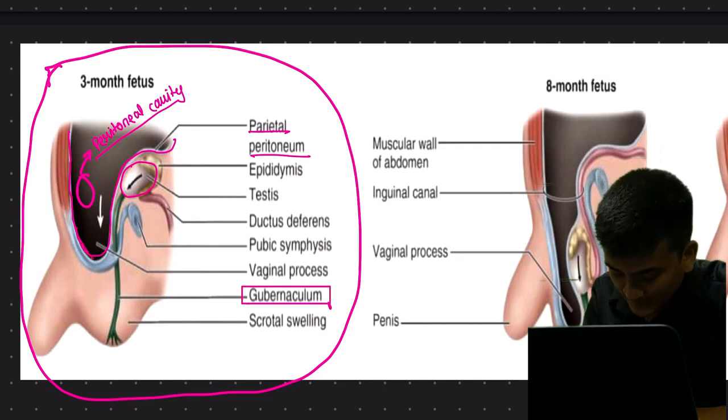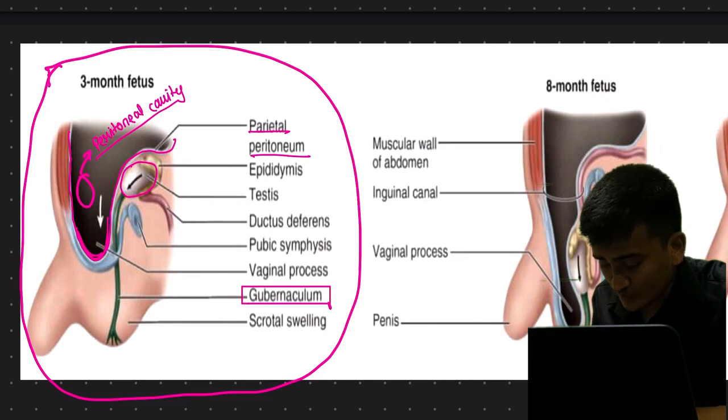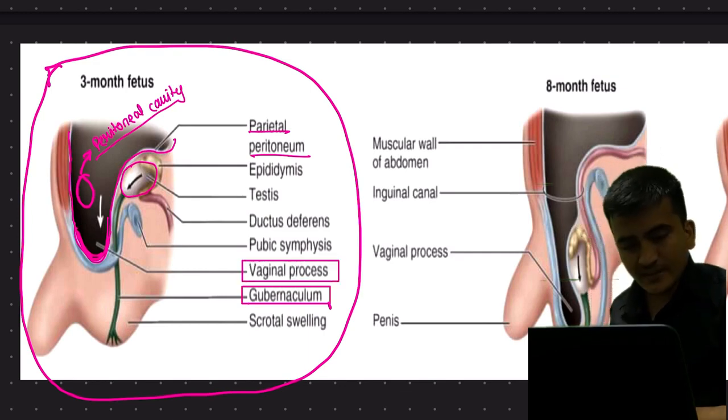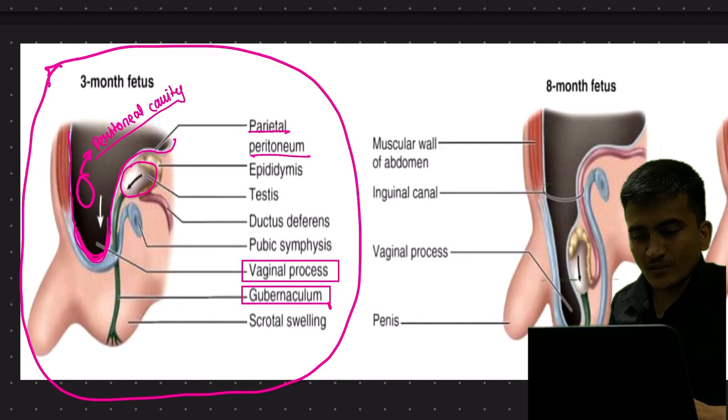Now what is this lower one process called? This lower process will be called the vaginal process. Okay, right? Vaginal process. Now what is going on?